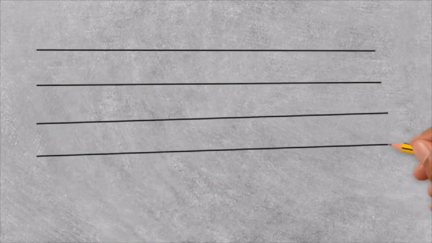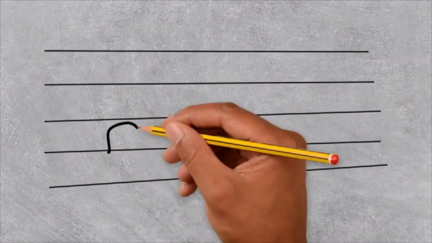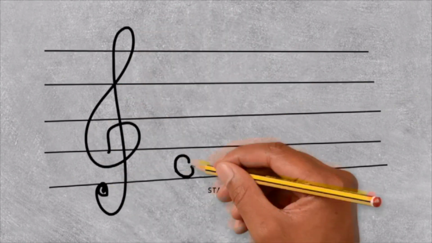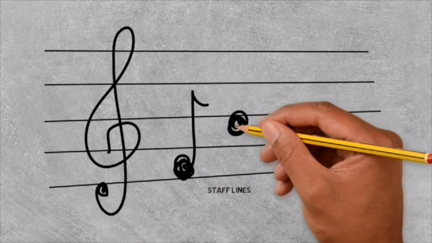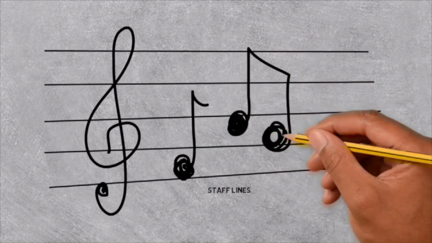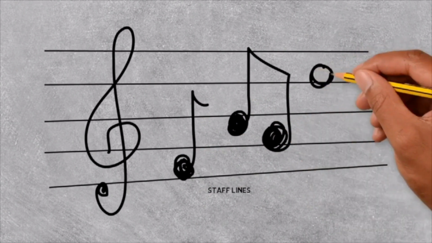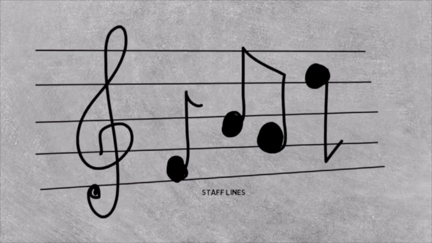Music is written on 5 lines called the staff lines. I'm sure most of us would have come across signs like these and sometimes wondered what these signs meant. You know something? Each of these notes have a musical meaning. And today we're gonna unlock these meanings. Now, without further ado, let's move on.